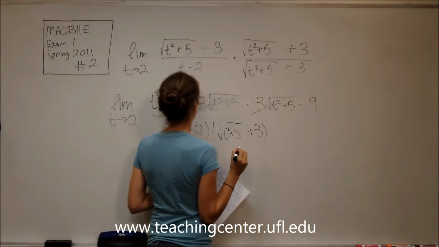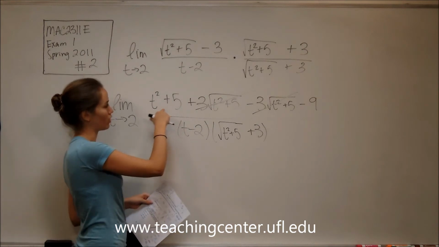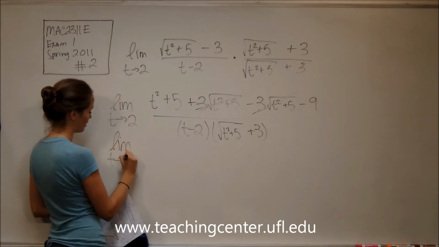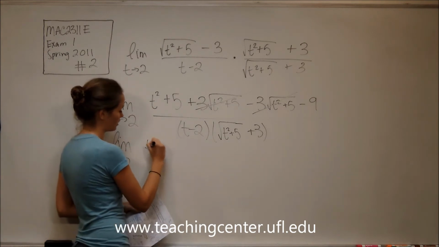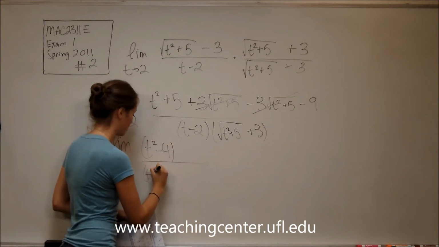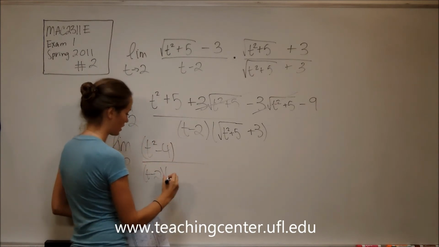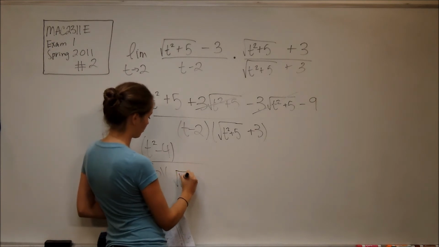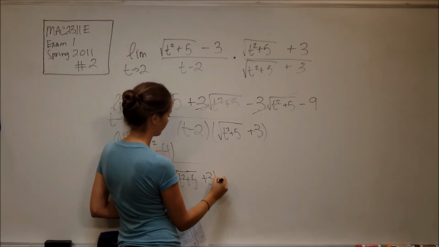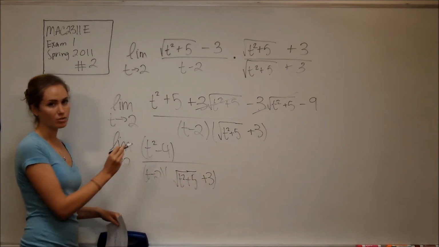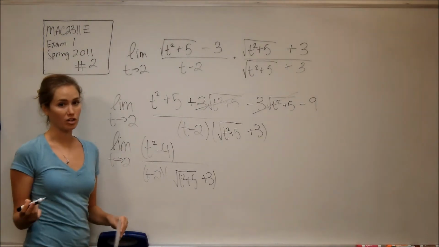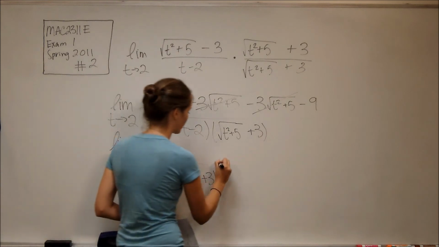So these two both cancel out with each other, so then we're left with t squared plus 5 minus 9. So we have the limit as t approaches 2 of t squared minus 4 all over t minus 2 times the square root of t squared plus 5 plus 3. Okay, and so now we have a t squared minus 4 on the top. And that is going to be able to factor, and we'll be able to cancel with something on the bottom.